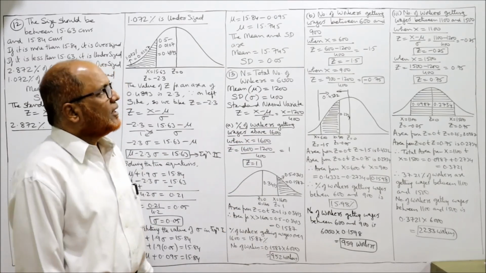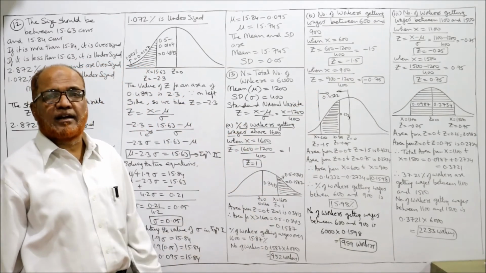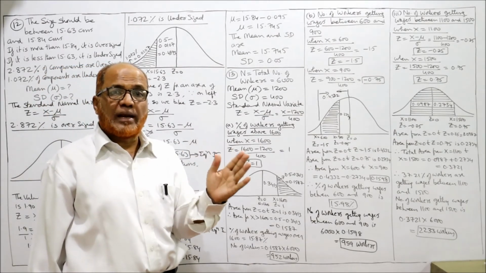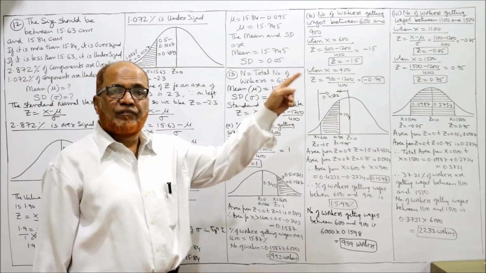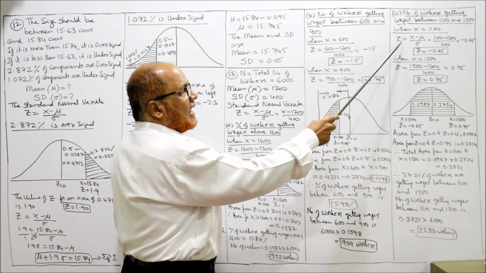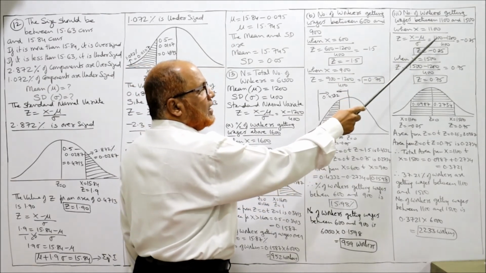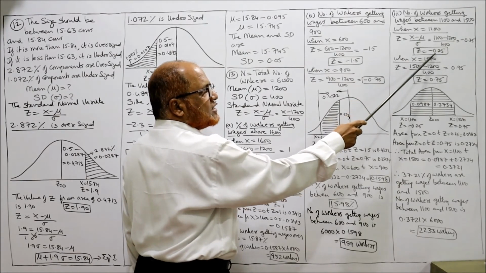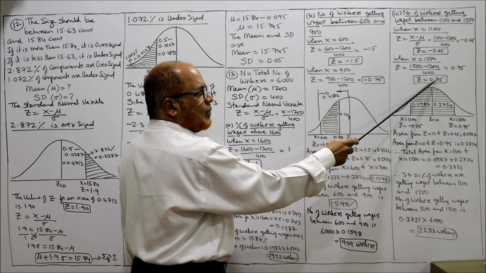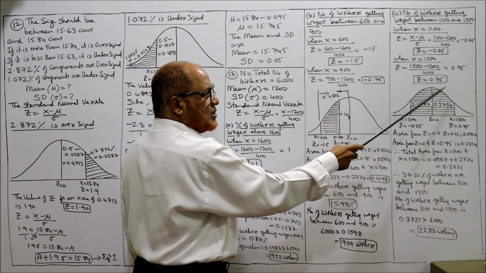Second question complete. The third question is the number of workers getting wages between 1100 and 1500. 1100 is less than 1200, so left hand side. 1500 is more than 1200, so right hand side. When x is equal to 1100, what will the z value be? (1100 minus 1200) by 400 is minus 0.25. When x is equal to 1500, z is equal to 0.75. This is minus because it is on the left hand side, and this is positive because it is on the right hand side, right?